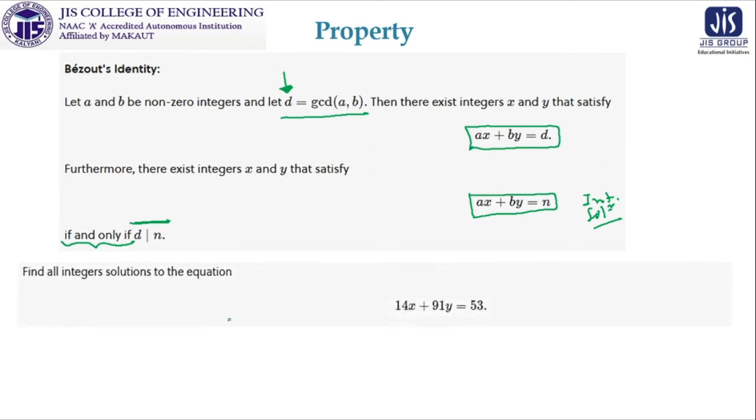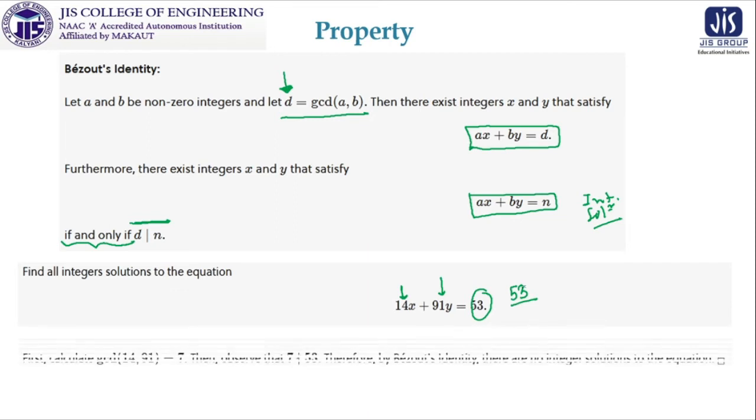So if we have to find out the integer solutions of this equation, first of all, according to this technique, we have to find out the GCD of these two. Then we have to check whether that particular thing divides this 53 or not. If so, then the solutions will be there. If not, and we see that 14 and 91 have GCD 7, but 7 never divides 53. So there are no integer solutions to this equation.